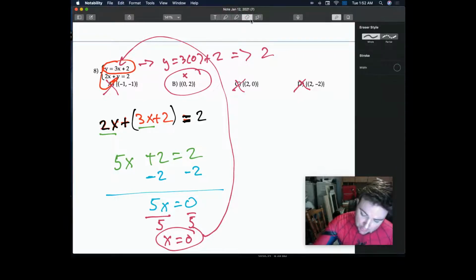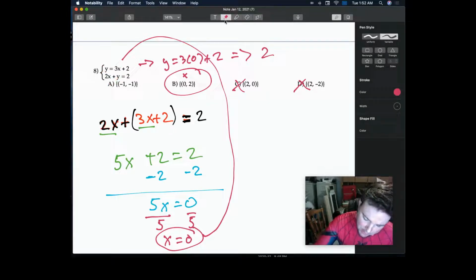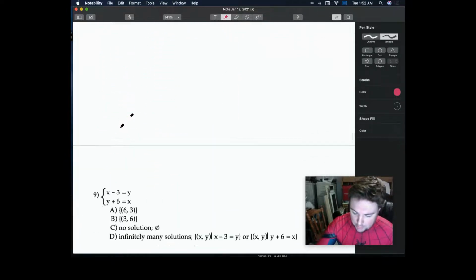In fact, even once we're done, let's plug it back into the second equation. Let's see if it works. If x is 0, this goes away. And y is 2, so 2 equals 2. Clearly, that's the correct answer. So don't get lazy, work your way through, and you'll get the answer.